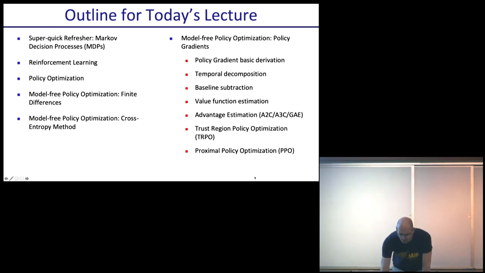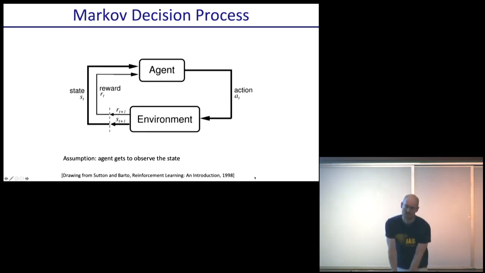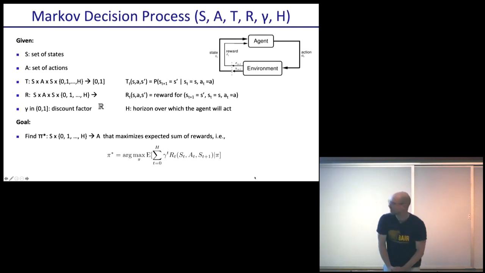All right, so quick refresher on MDPs. In an MDP, we have an agent interacting with the world, and the goal is for the agent to maximize expected reward in that environment. And the assumption is the agent gets to observe the state. More formally, under the hood, we have a set of states given to us, a set of actions given to us, a transition model given to us, a reward function given to us, and then there might be a discount factor given to us. And the hope is that we can find a policy pi star which maximizes expected reward.